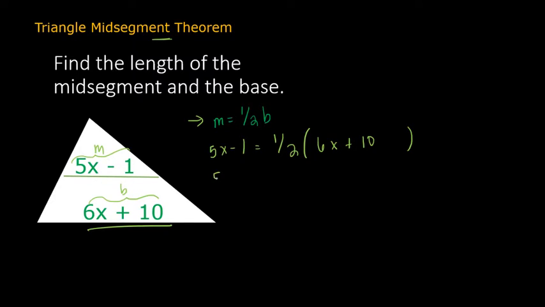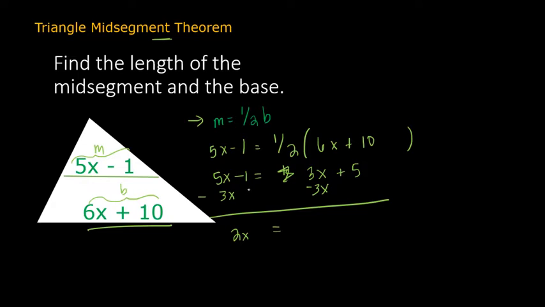So I've got 5x minus 1 is equal to 1/2. In fact, let's just simplify here. So I know that half of 6x is equal to 3x. I know that half of 10 is equal to 5. If I subtract 3x from both sides of the equation, I can simplify. Let's see, what else can I do? I can add 1 to both sides of the equation. And finally, if I divide by 2 on both sides, I find that x equals 3.